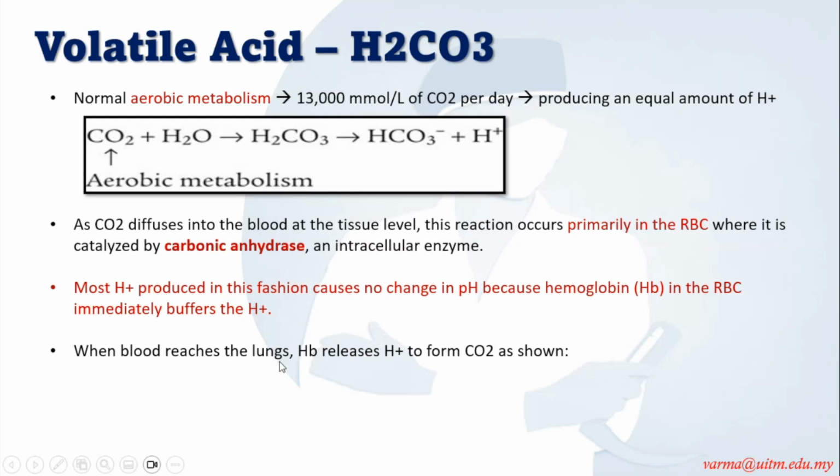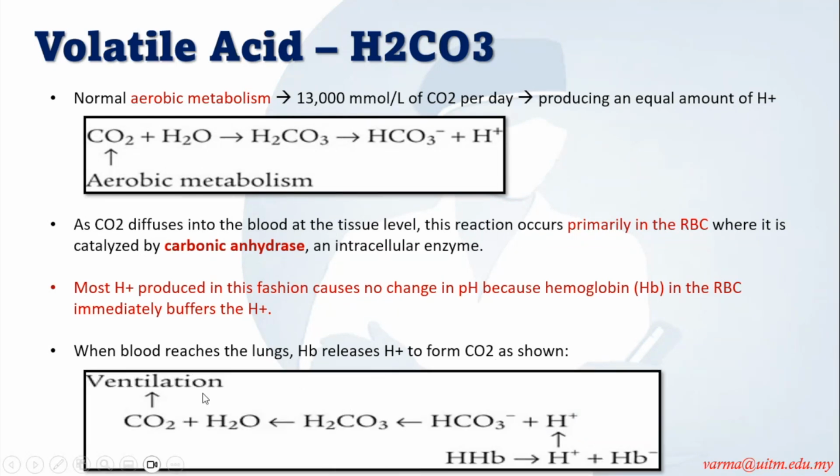When blood reaches the lungs, the Hb releases H plus to form CO2 as shown. Okay, here it picks up at the tissue level. Then H2CO3 can be broken down into H plus. So again, this part comes here. Then once it reaches the lung, the reaction goes this way. The CO2 from aerobic metabolism is picked up, and it goes this way. In the lungs, it goes from here to here.